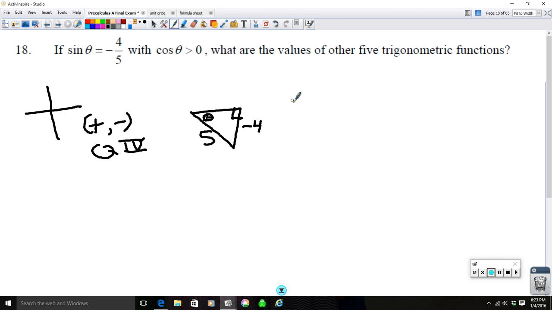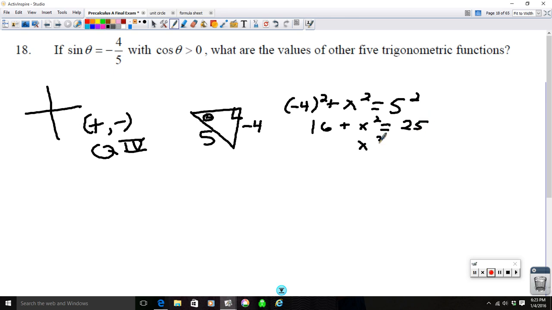So by the Pythagorean theorem, negative 4 squared plus x squared is going to be equal to 5 squared. So 16 plus x squared equals 25. If you solve that for x, x squared is equal to 9, so x is 3. So I am going to label that as x equals 3. We know that our y value is negative 4, and our radius is 5.